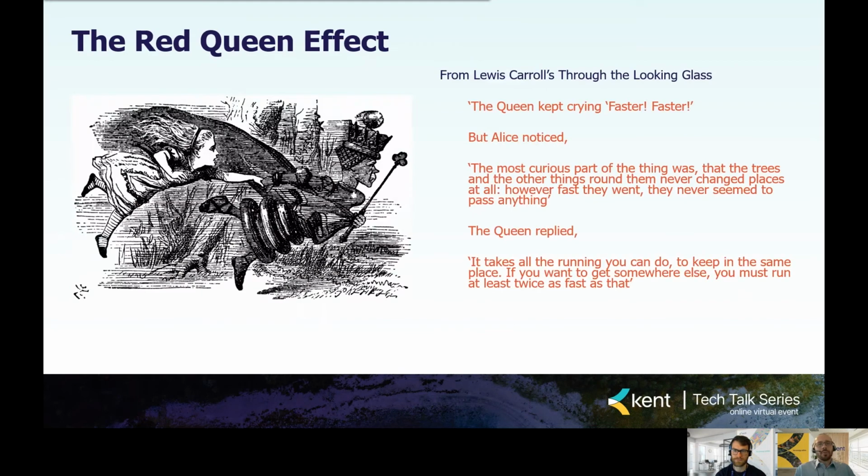I don't think Lewis Carroll quite had offshore wind in mind when writing Through the Looking Glass, but a quote here that I think sums up the challenge nicely. It takes all the running you can do to keep in the same place. If you want to get somewhere else, you must run at least twice as fast as that. And that, I think, sums up where we're at in the industry and looking at design of offshore wind farms now. We need to switch from running harder to running smarter.